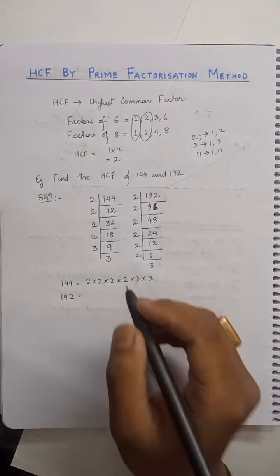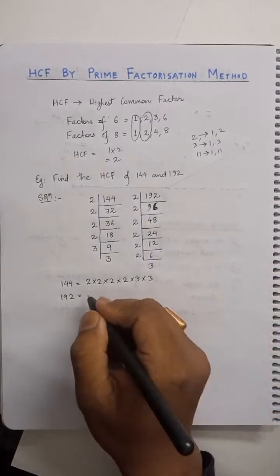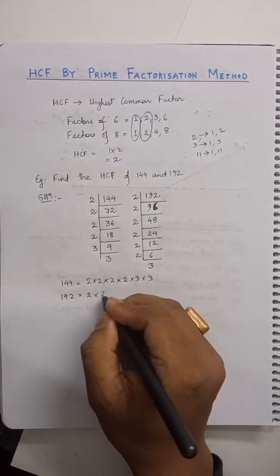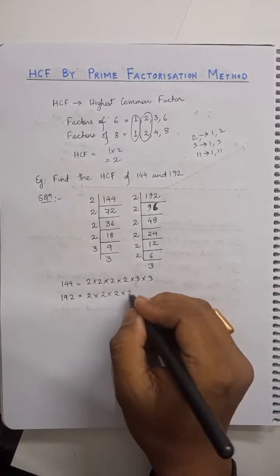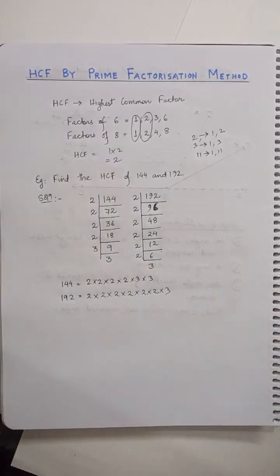Okay, so 192, how many 2's are there? 1, 2, 3, 4, 5, 6. Okay, 1, 2, 3, 4, 5 and 6 and 3. Now let's see what are the common factors among these.